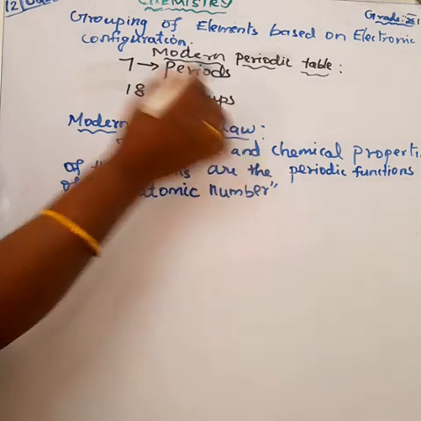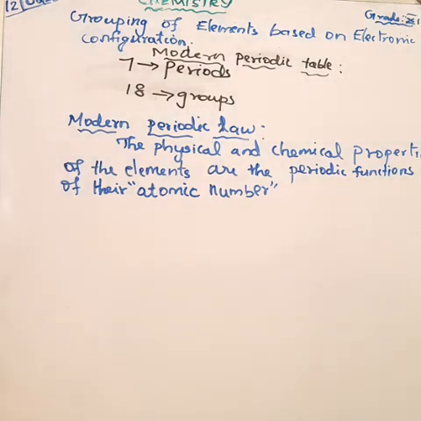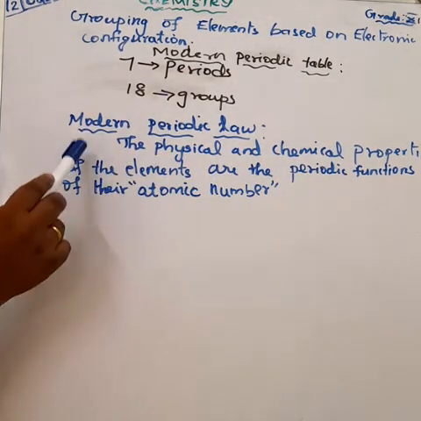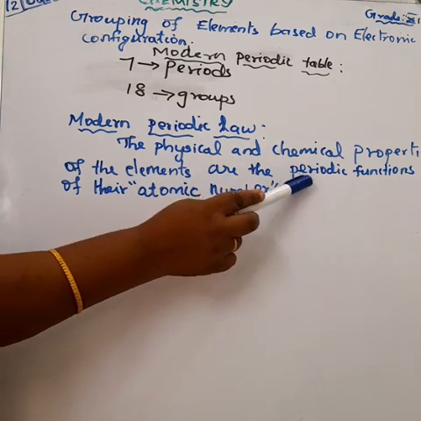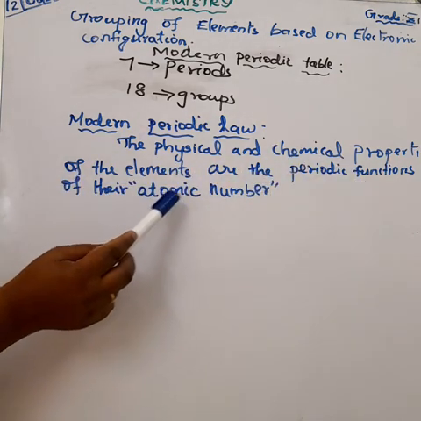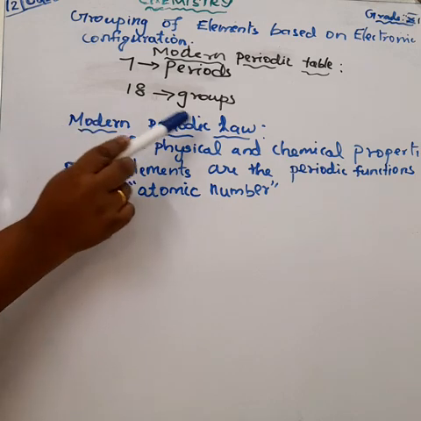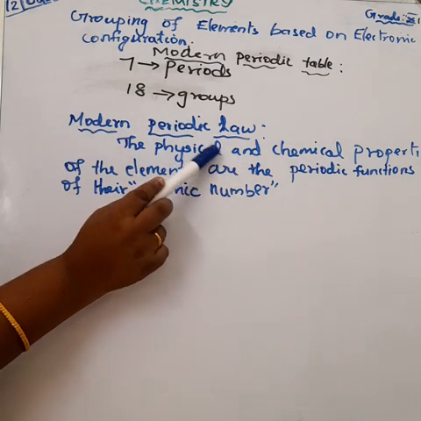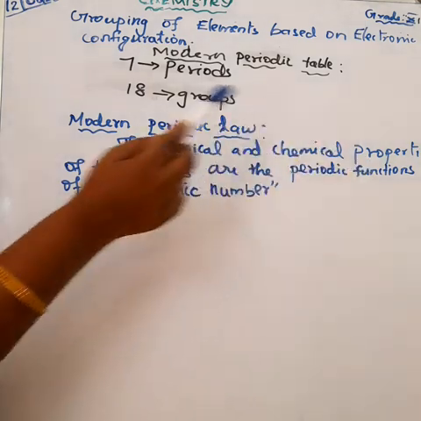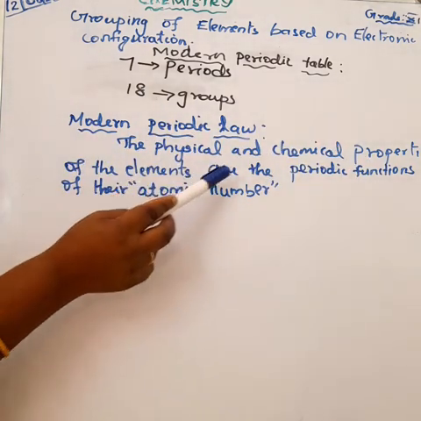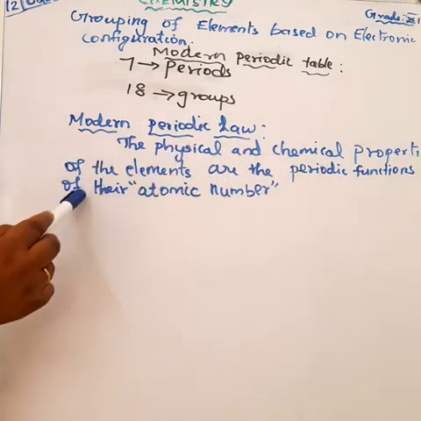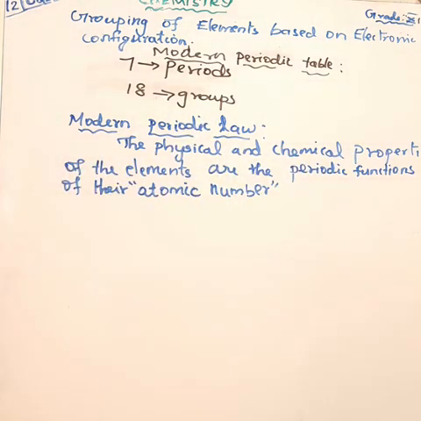What do you mean by modern periodic law? The physical and chemical properties of the elements are periodic functions of their atomic number. Understood? Physical and chemical properties of the elements are periodic functions of their atomic number.